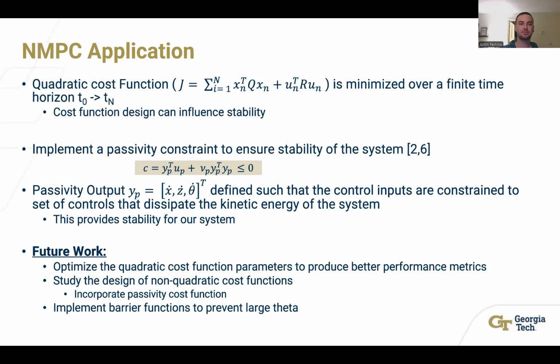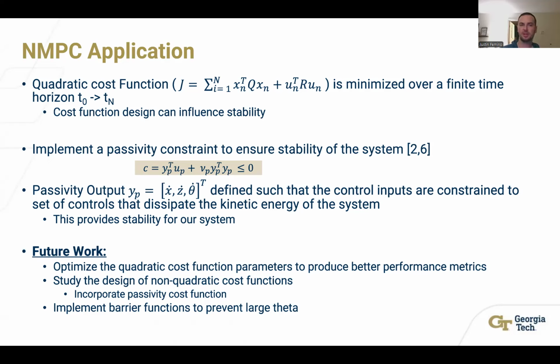Next slide, please. So going over how this was applied to our system, we did use a standard quadratic cost function and minimize that over a finite time horizon, with the awareness that the design of this cost function can influence the stability of our system as a whole. In order to ensure that our system is stable, we implement a passivity constraint against the passivity output, which is just our velocity terms. This constrains our input to the set of controls that will dissipate kinetic energy from our system, and that provides us stability.